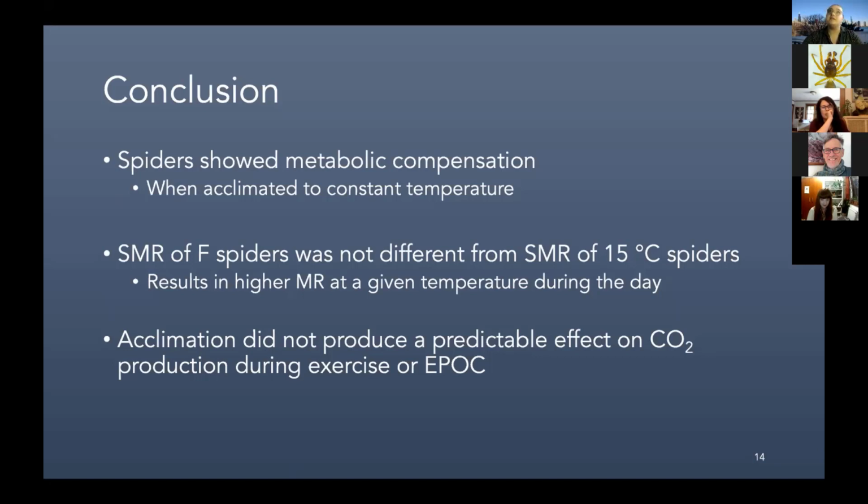Is it more advantageous for them to have higher metabolic rates or to have lower metabolic rates? And I think probably it would depend on the sex. We didn't have these guys sexed out, so that could be an additional study that we could do. But acclimation did not produce a predictable effect on CO2 production during exercise or EPOC. And that could be because we could have had a bigger sample size, or maybe we would see some differences. It's an interesting thing, but I think they're just very limited in their aerobic capacity, just in general.